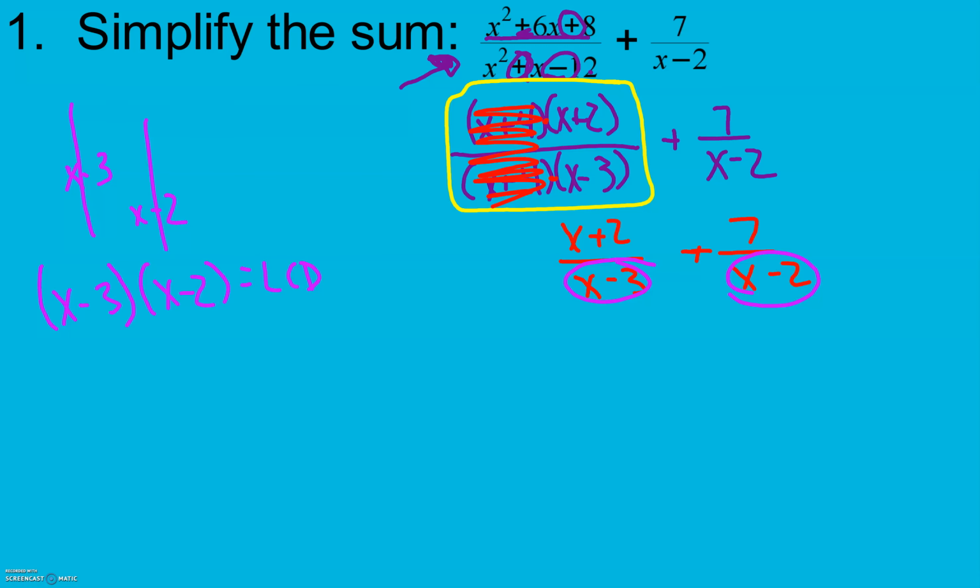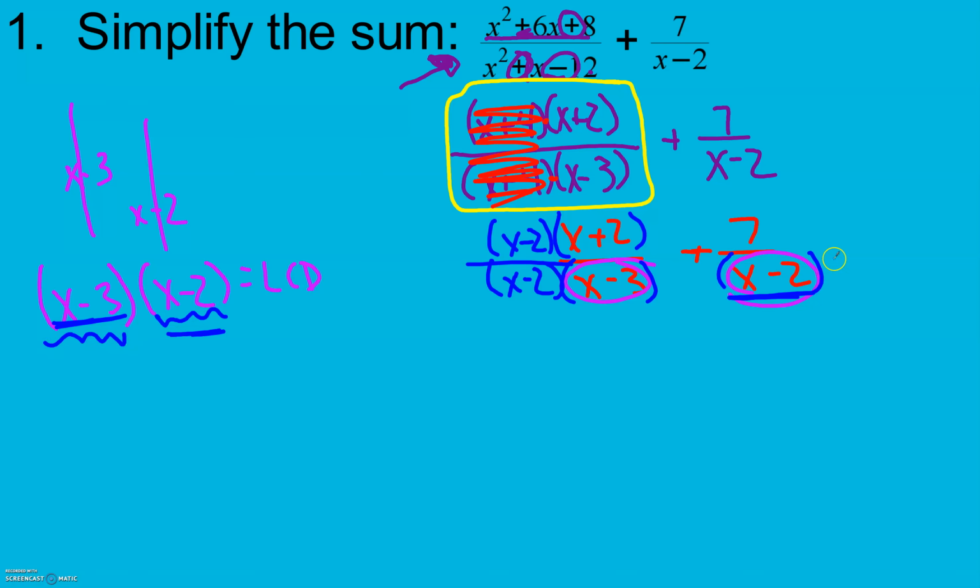Now, when I compare these, my first fraction here has the x minus 3. It's missing the x minus 2. So I multiply by x minus 2. And if I change my denominator, I've got to change my numerator as well. My second fraction has the x minus 2, but it's missing the x minus 3. So I have to multiply it by x minus 3. And if I change the denominator, I've got to change the numerator as well, in order to keep that part of my fraction equivalent. So now, both of my denominators are just my least common denominator, x minus 3, x minus 2.